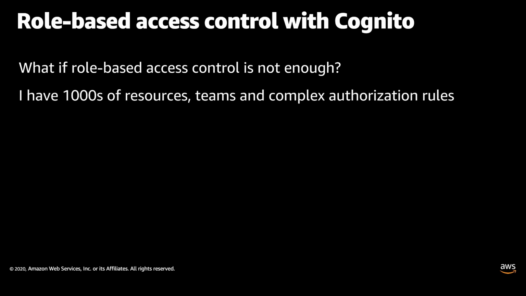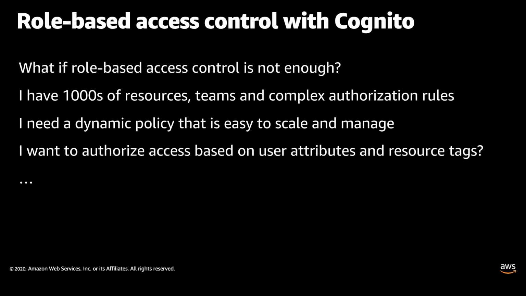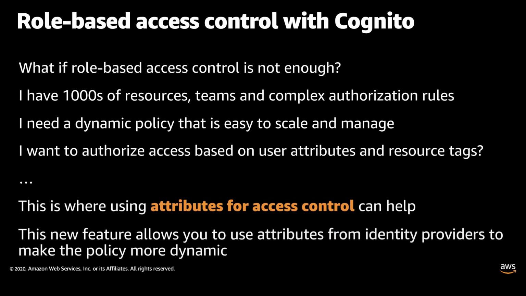For example, if you have thousands of AWS resources in the account, between buckets, instances, stacks, and so on, and you want permissions to be based on tagging of these resources and maybe user team membership or group membership. Same is true if your access control is based on attributes that will be maintained in the user profile in the identity provider, or even added to the token during authentication at runtime. And this is where attributes for access control can help.